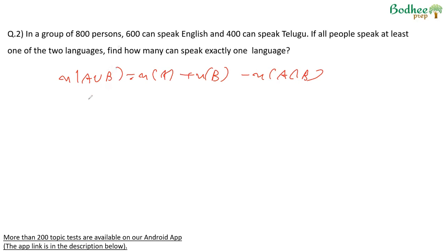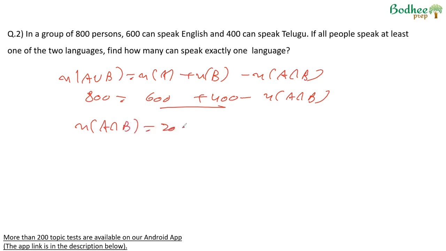N of A union B will be the total number of people, 800. N of A will be 600. N of B will be 400 minus N of number of people who speak both languages. 1000 minus 800 is 200. So number of people who speak both languages will come out to 200.